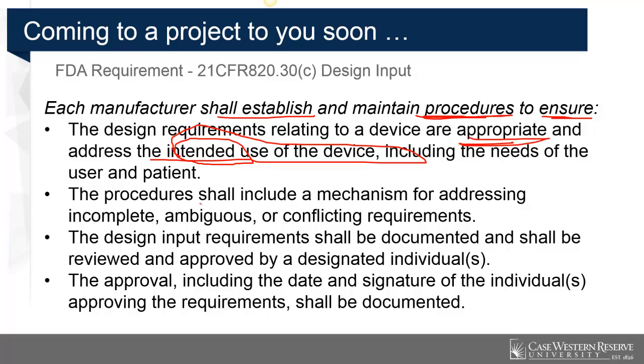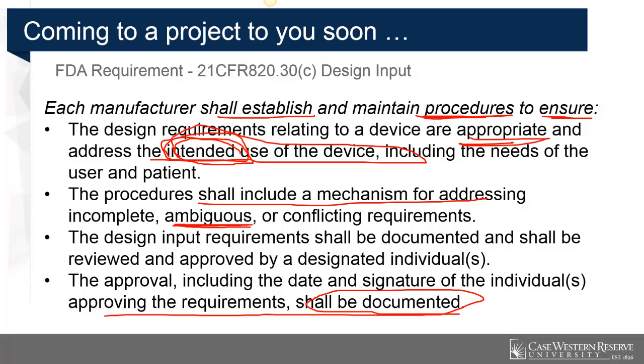So the procedures shall include a mechanism for addressing incomplete, ambiguous requirements. So brainstorming is a very, very helpful technique if you're faced with an ambiguous situation and you need to come up with some solutions. And of course, we can continue and look at the very last bullet that says the approval, including the date and signature of the individuals approving the requirements, shall be documented. And nothing beats having a very robust crew of people from interprofessionally, so that we know we've looked at the problem from all perspectives. Again, because the variety of perspectives will underscore and elucidate the intended use of the device beyond what the designer might initially think.